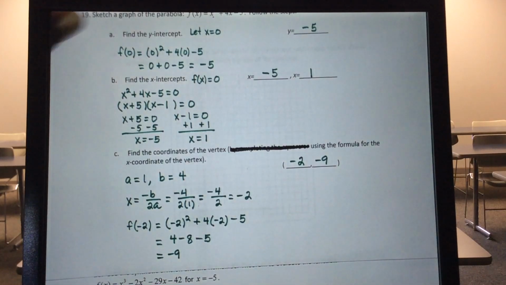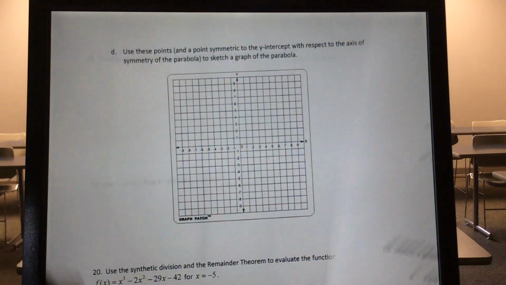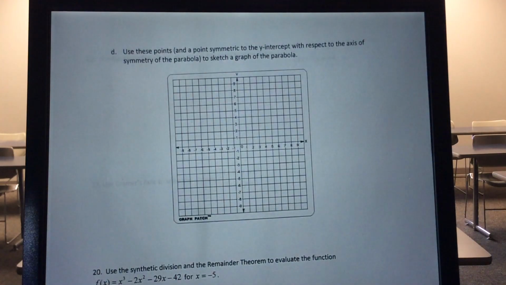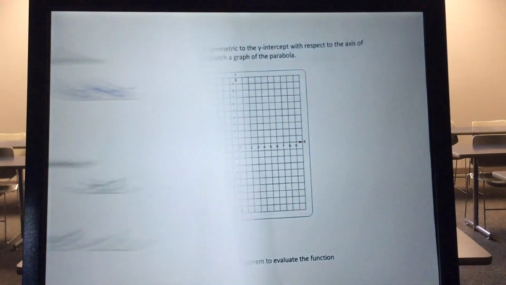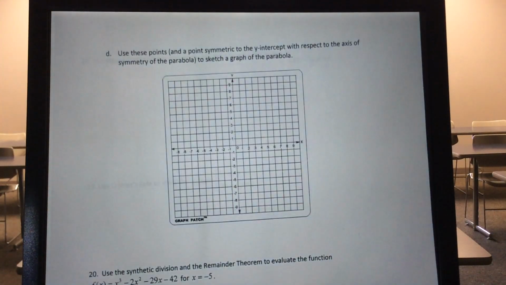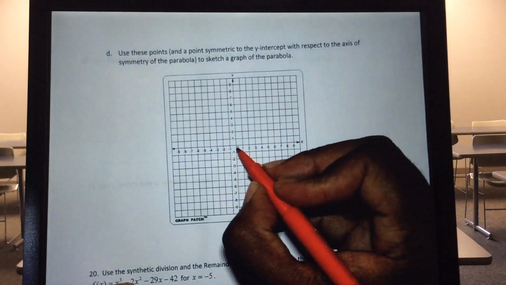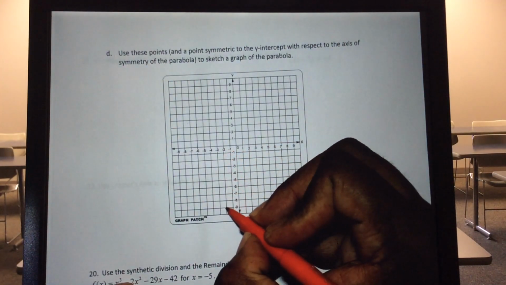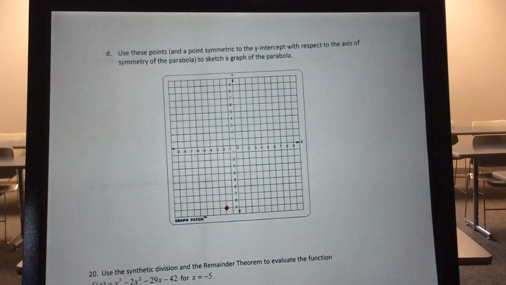And then part D, we're going to take all that information and sketch the graph of the parabola. Okay. So the first thing I'm going to do here is plot the vertex, which is in this case negative 2, negative 9. To the left 2 and down 9. That's way down here.